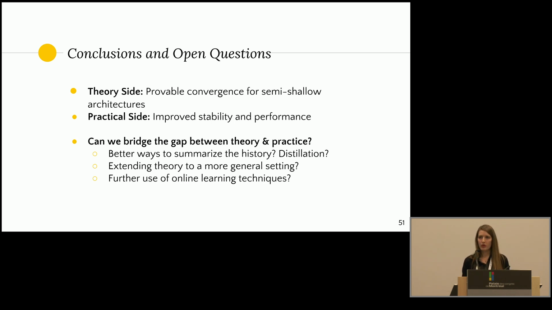There are still open questions, and these go mostly in terms of how we can bridge the gap between theory and practice. On the practical side, the question is whether we have better ways to summarize the history, for example using distillation. Instead of using snapshots of past models, can we have only one model and distill the entire knowledge of the history into this particular model? On the theoretical side, the question is whether we can extend the theory to a more general case, and whether there are other online learning techniques that can be used for solving the GAN game.